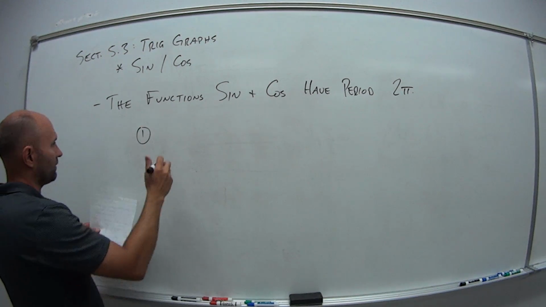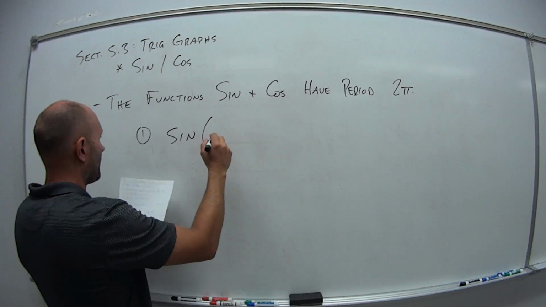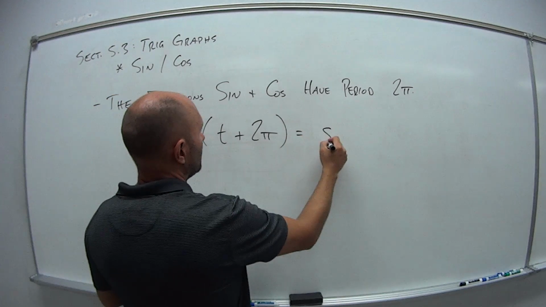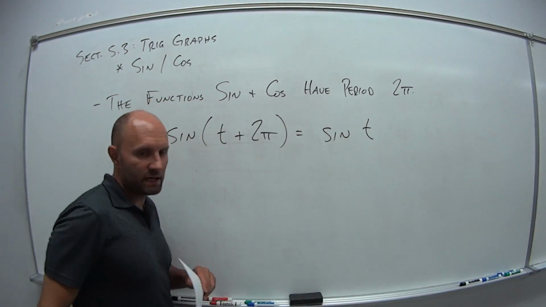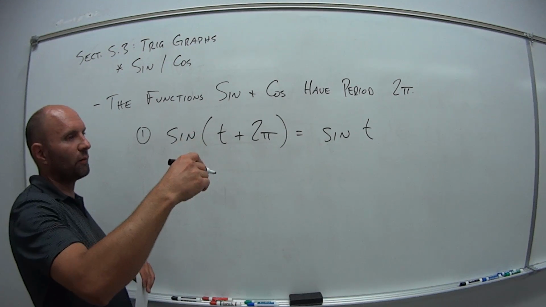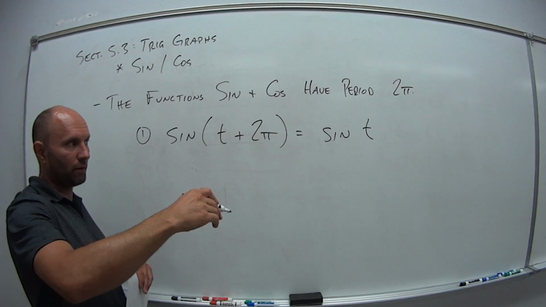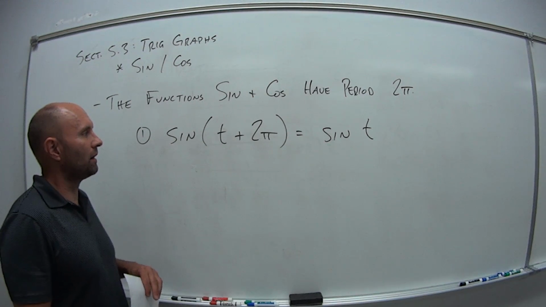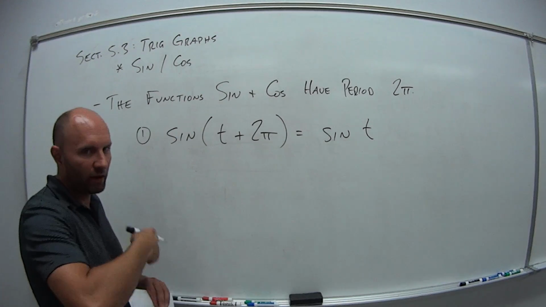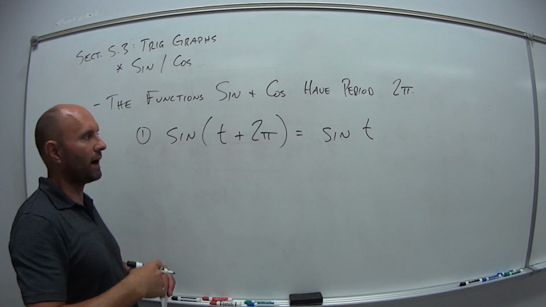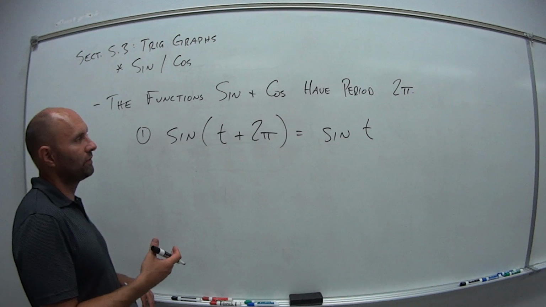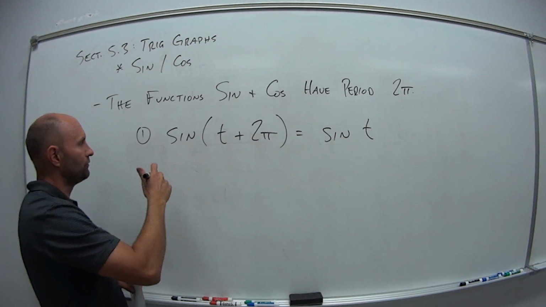So in general, we can write it: sine of t plus 2 pi is equal to the same thing as sine of t. We saw this in section 5.1. If we started at some point on the circle, if you went a full time around, you ended at the same spot. So if, for instance, we had sine of pi, it was the same as sine of 3 pi, sine of 5 pi. You could keep adding the value of 2 pi to it and get the same value, and that's again because it has a period of 2 pi.